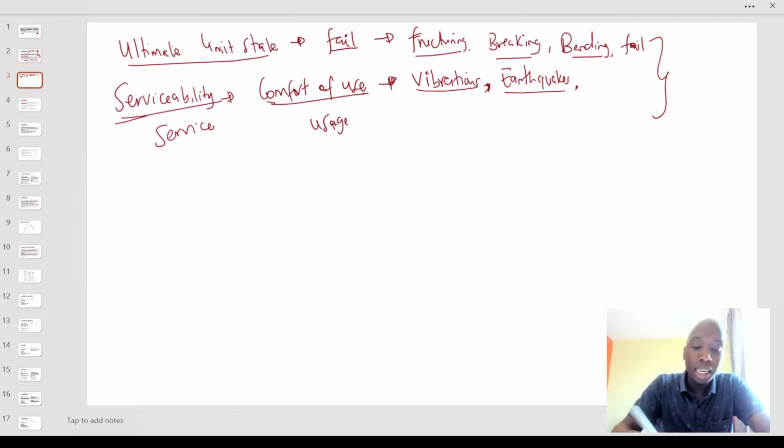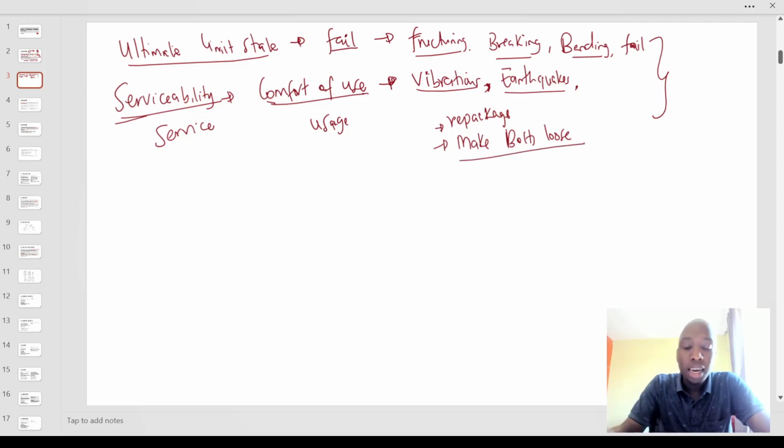If it was concrete, it can do repackaging, or it can make the bolts loose. So what design can we adopt that will ensure that we are still comfortable when we are using it, but still within the limit state, where it has not gotten to the point of bending, breaking, fracturing, buckling, as we are going to see. Are we together?